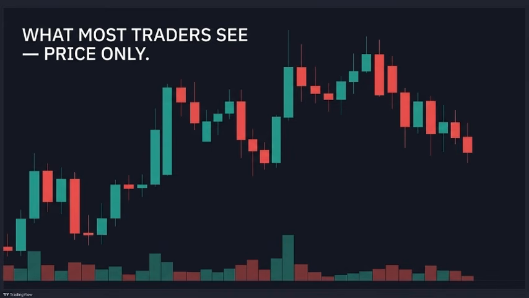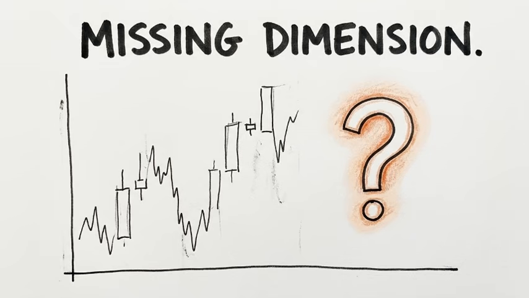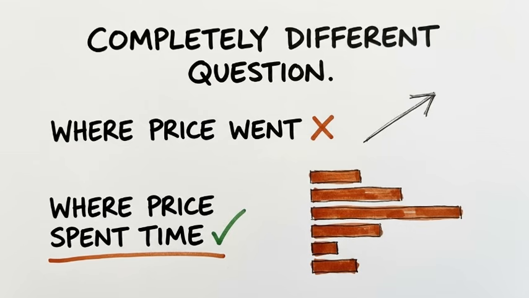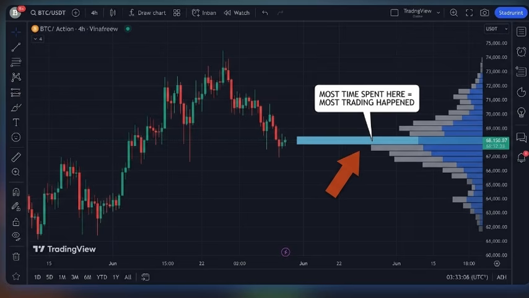Most traders look at a chart and see price, where it went, how fast it moved, which candles were green, and which were red. But there is an entire dimension of market information that price alone cannot show you. Not where price went, where it spent time. And where it spent the most time is where the most trading happened.